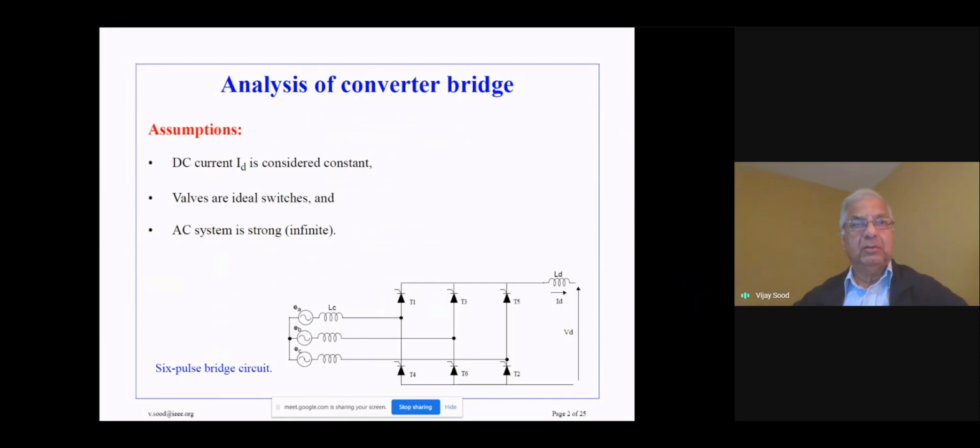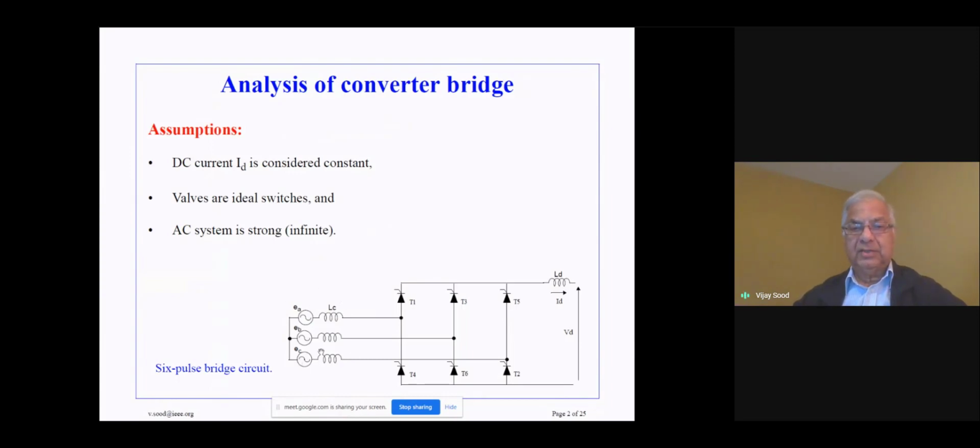So the assumptions that we are going to make first is the DC current, ID, is going to remain constant. We have 6 valves. These valves are shown over here as a thyristor. But in reality, of course, in a valve, we have many thyristors in series, which comprise the valve. So these 6 valves are indicated as T1, T3, T5, T4, T6, and T2. This is the attached AC system.